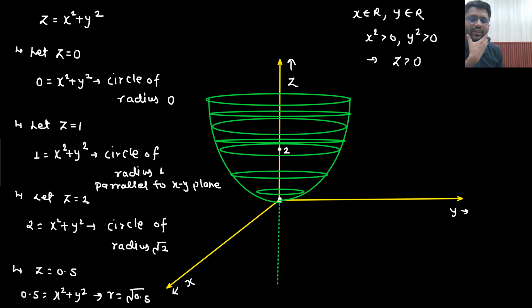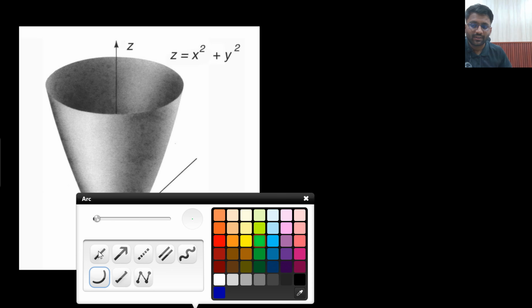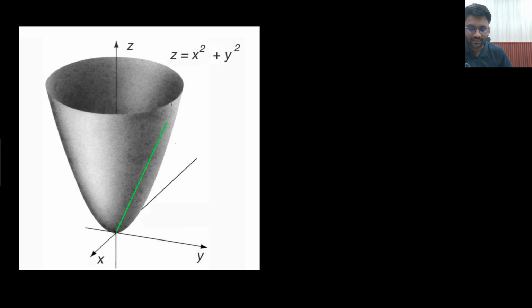Now I am asking you one question. How are you sure that this line will be like a parabola? Let's see this structure, no? Why is this line not straight? Why is it like a parabola only?